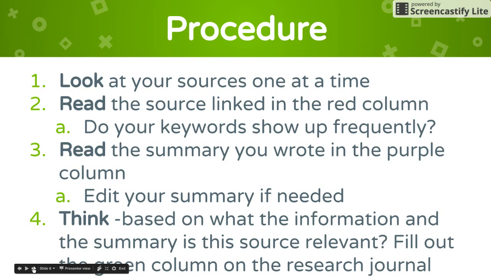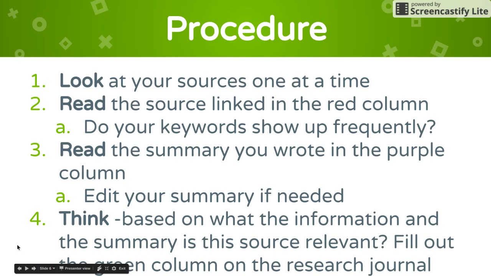We are going to look through our sources one at a time. We're going to read the source that we've already linked in the red column. A reminder as you're looking through your source, you might want to check and see if your keywords show up frequently. Then you're going to read the summary that you wrote in the purple column. And based on what you've read, you may need to edit just a little bit. Sometimes it takes a couple times through our research information before we really understand what our source is saying.